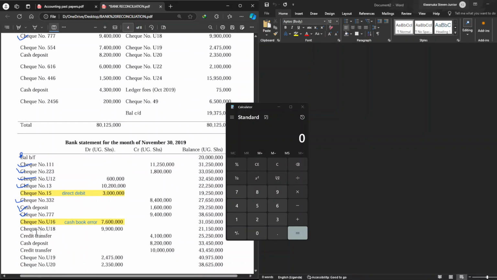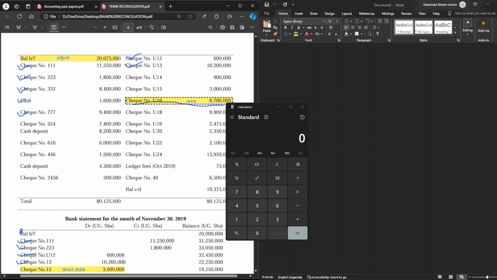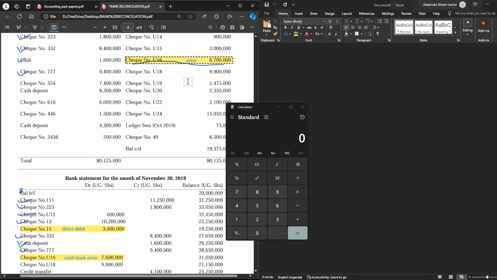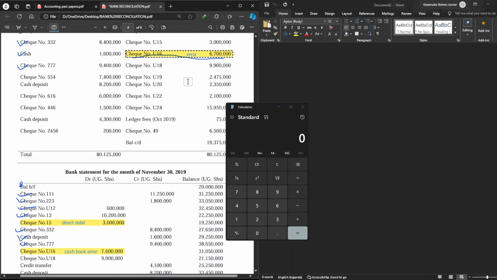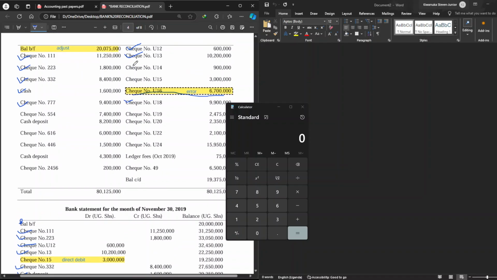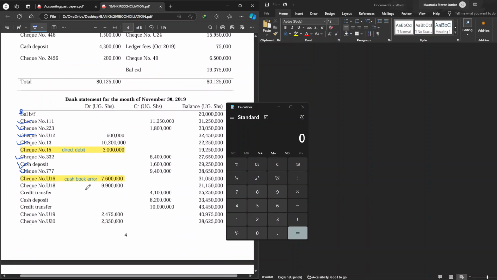So we come to check number U18. It is 9.9 million. Since it is appearing on the debit side, it should appear on the credit side. It is U18, 9.9. It is there. We tick. Then we have check number. We have ticked this one.